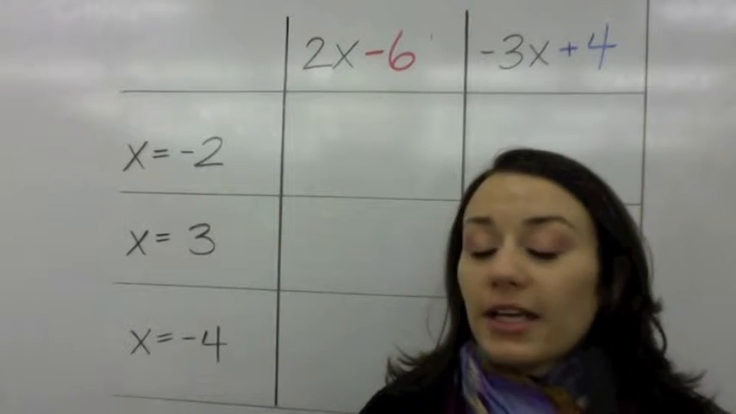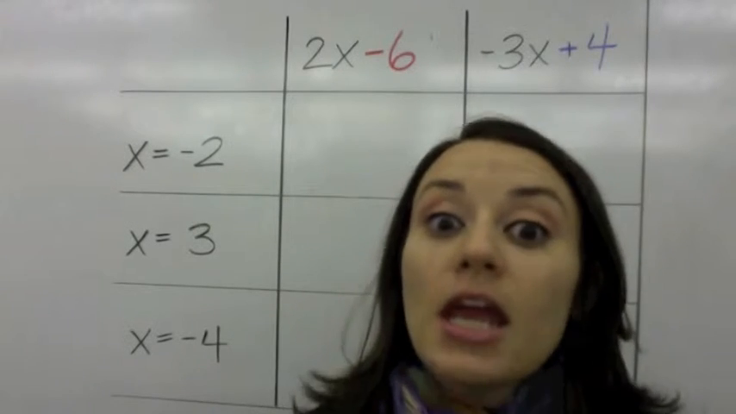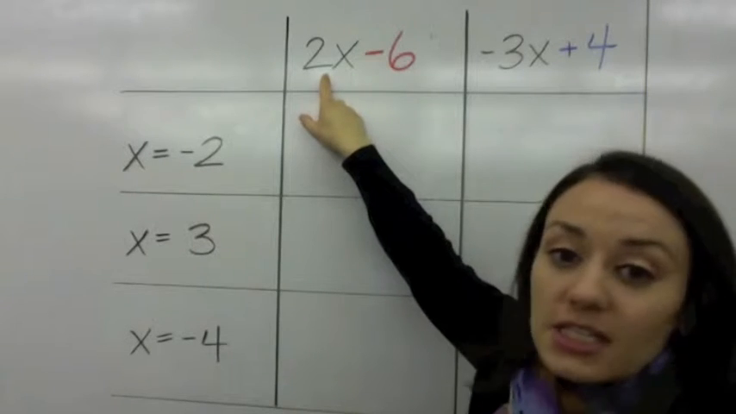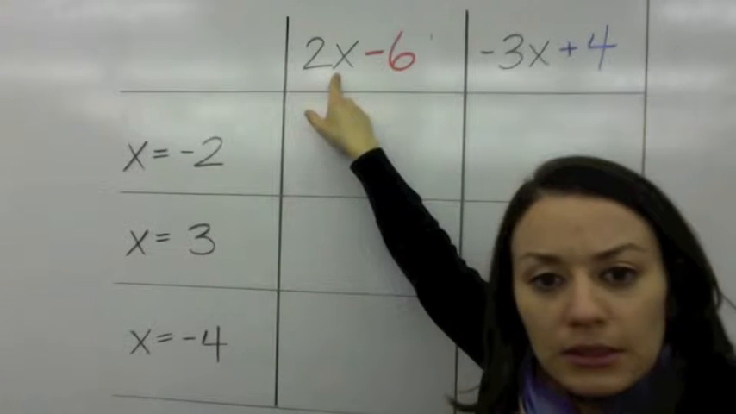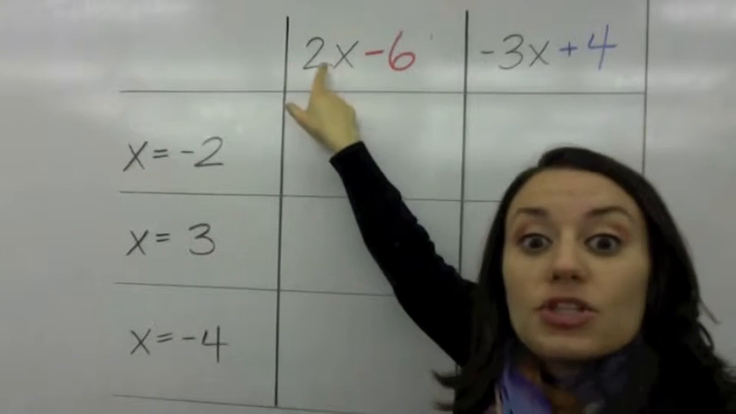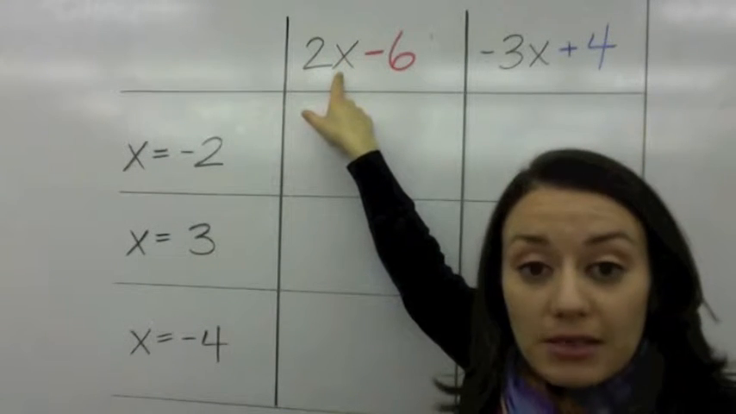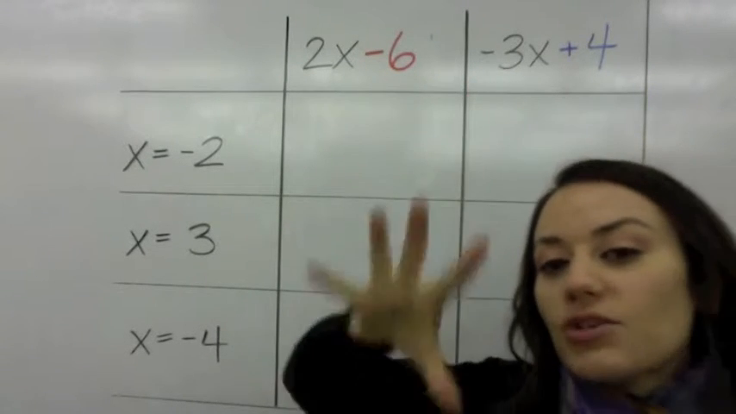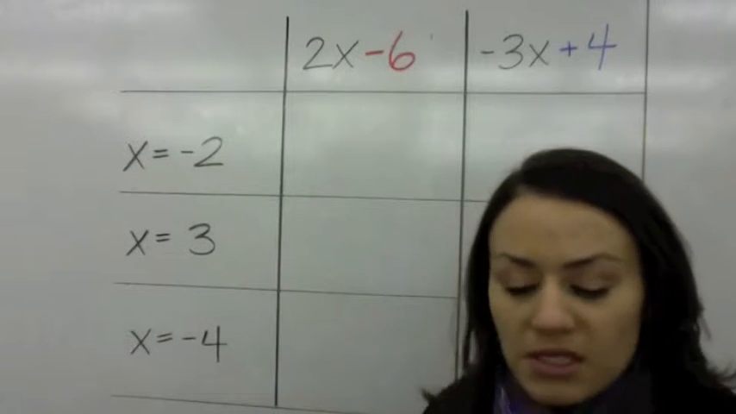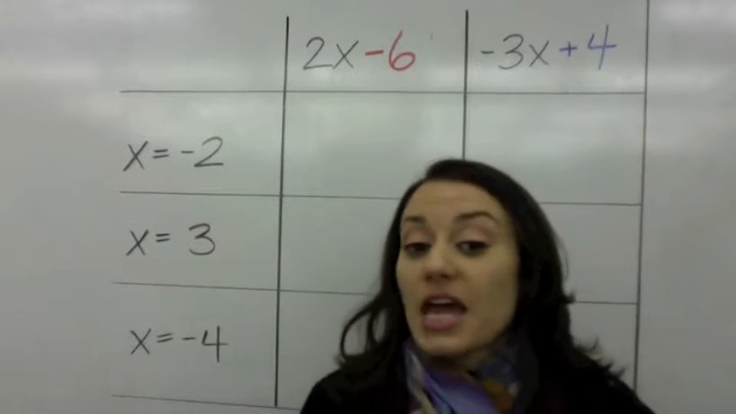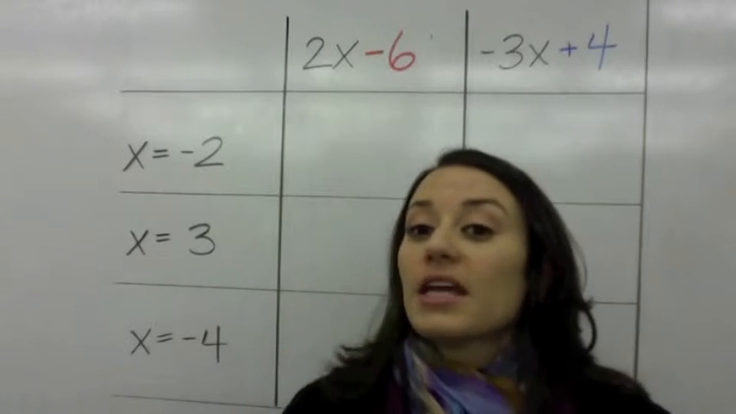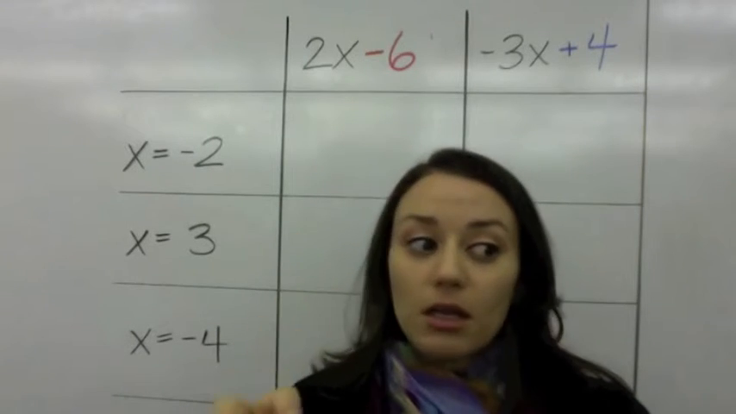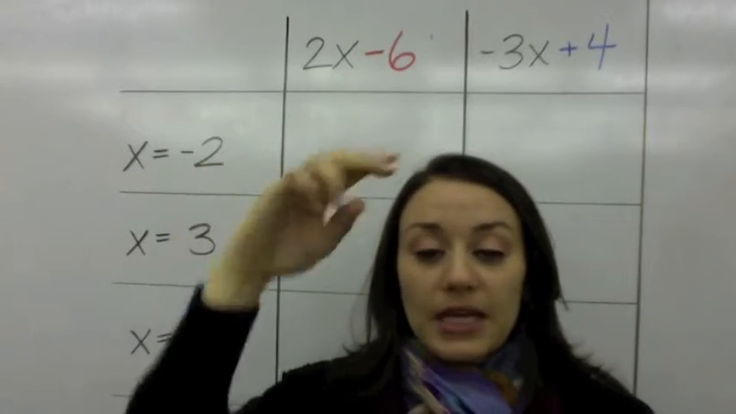We're going to take a look at some expressions with multiplication and one more operation. Here the expression says 2x. That means 2 multiplied by a variable x, minus 6. When you substitute, what is substitution? Substitution is putting a number in the place of a letter.